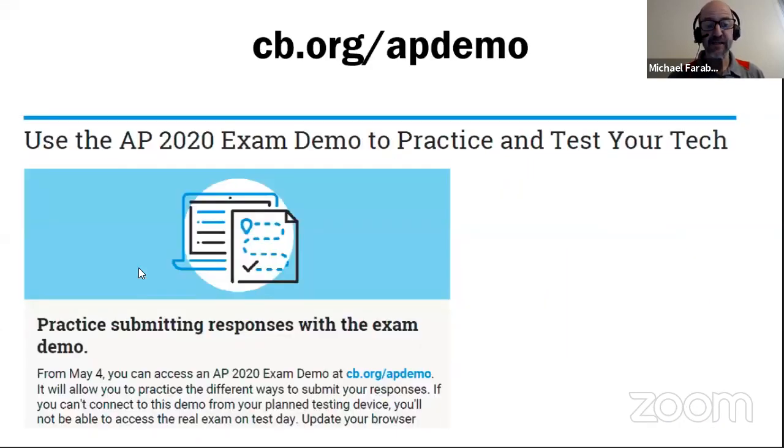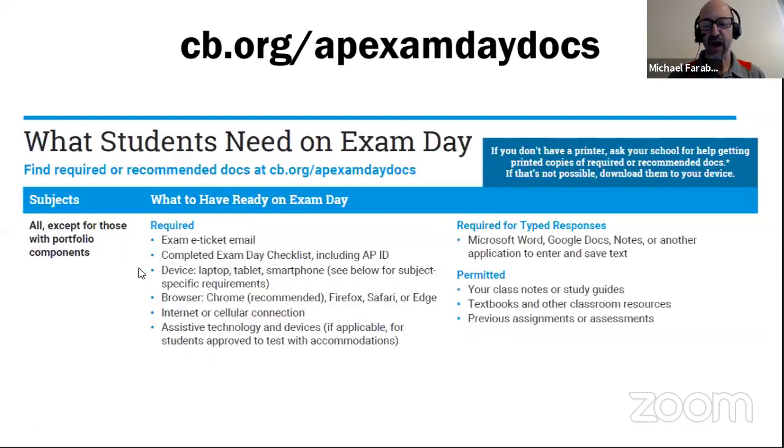You can go to cb.org/APdemo, and then you can try lots of different forms and see what feels comfortable to you so you can prepare for what you're going to do on the day of the exam. So again, that's an important practice.